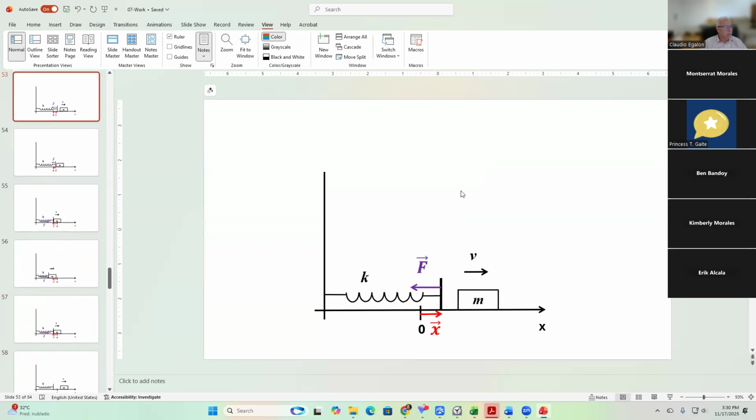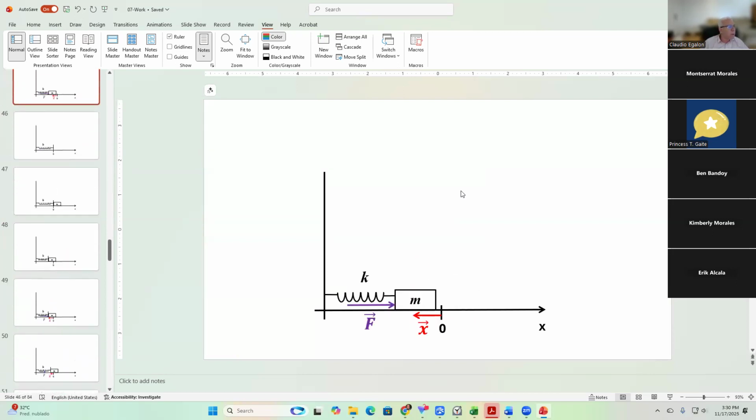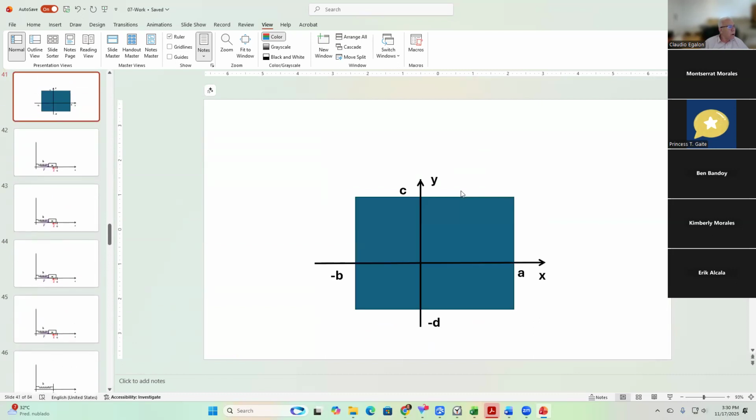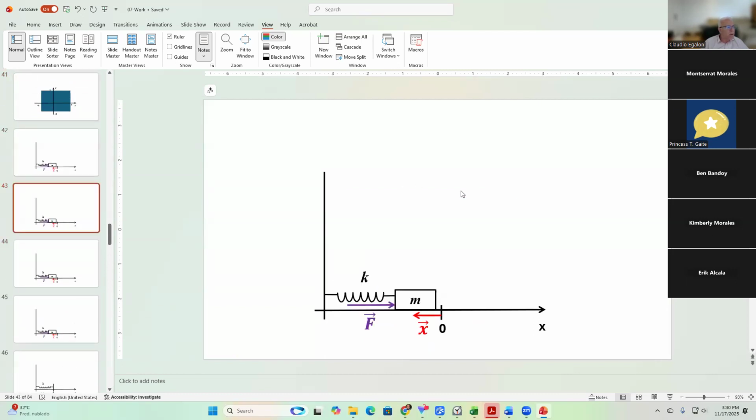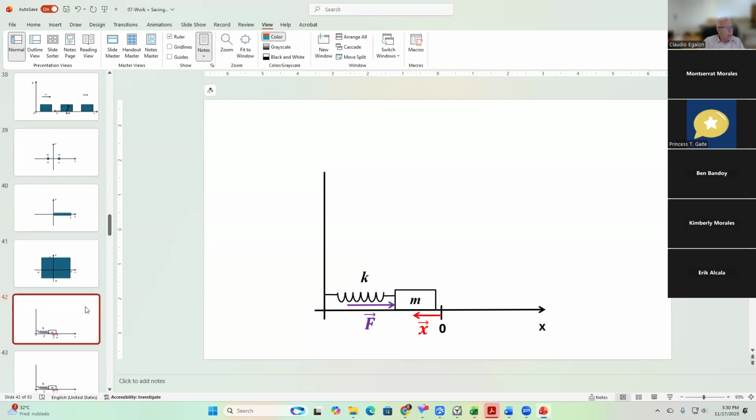Did you get the idea? Let's play the movie again. I don't think I need the other pictures. I can erase them. 1, 2, and 3, and 4. Okay, so that's how the movie plays.